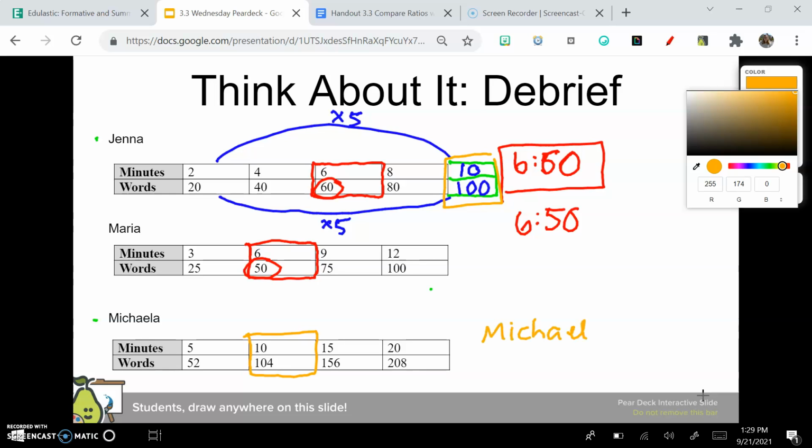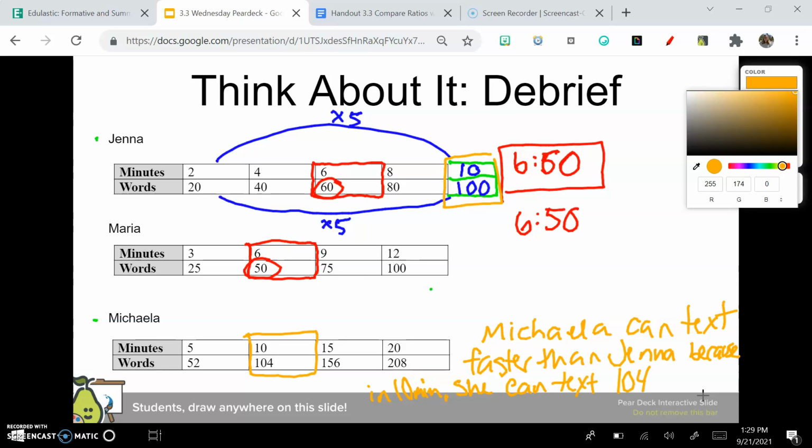I'll write this here, Michaela can text faster than Jenna because in 10 minutes she can text 104 words, and Jenna can only text 100.